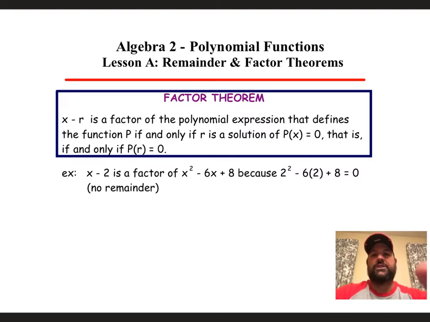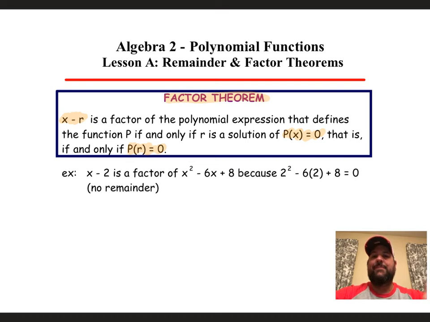So let's start first today with our factor theorem. So the factor theorem you can see here. Basically what it tells us is that x minus r, this linear binomial, is a factor of a polynomial expression that defines the function p if and only if r is a solution of p of x equals 0. And when we say that, that really means that p of r equals 0. So what we're saying is that a linear binomial is going to be a factor of a polynomial if, when I take the constant term and I plug it into the actual function, I end up with 0.